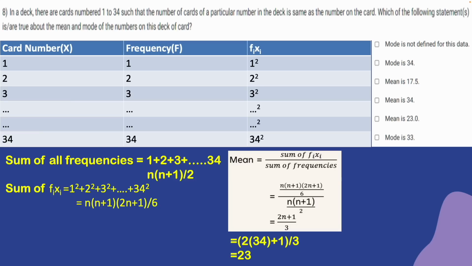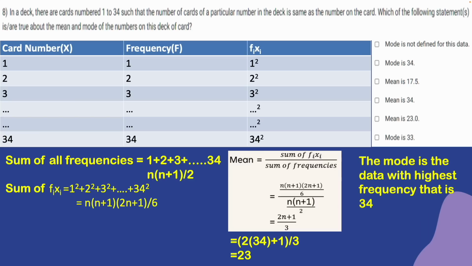And over here n is 34, so 2 into 34 plus 1 divided by 3, and the answer will be 23. And also the mode is the data with highest frequency, and that is 34 in this case. So option number 2, which is mode is 34, and the fifth option, that is mean is 23.0, are the correct answers among them.